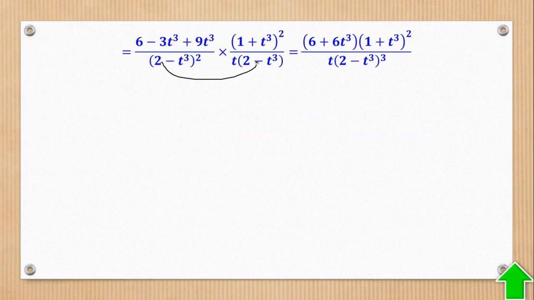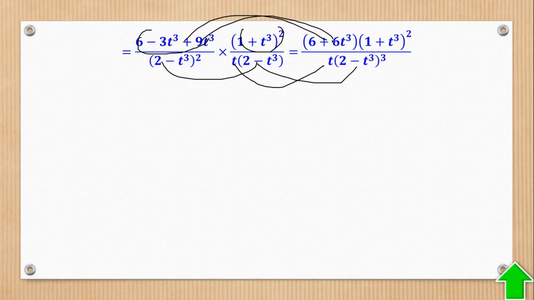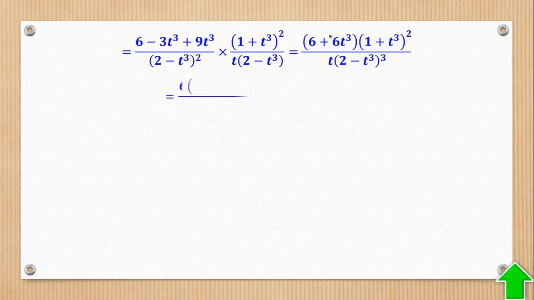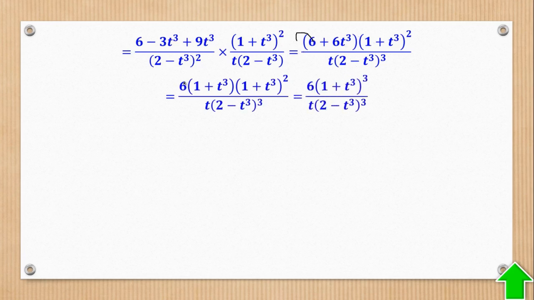Then I realize that this and this gives you this cubed. There's another t here, put it there. Then this times this gives you that, because negative 3t cubed and plus 9t cubed gives you plus 6t cubed. Factorize out 6 to give you that, and you realize that this and this are the same, so it becomes cubed, and that's where you can stop. So differentiation, you have to simplify until you can't simplify anymore.